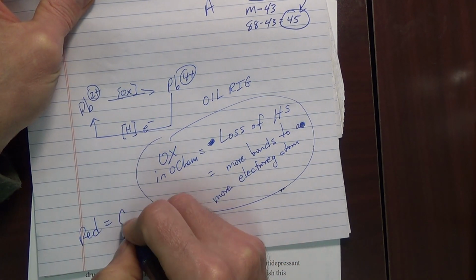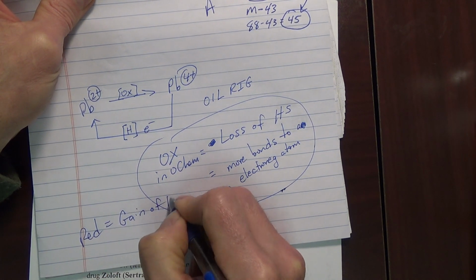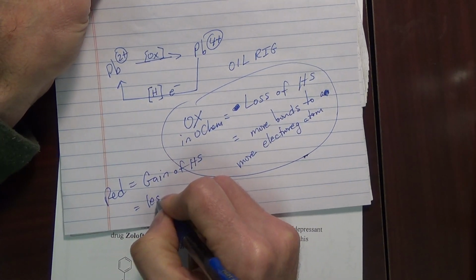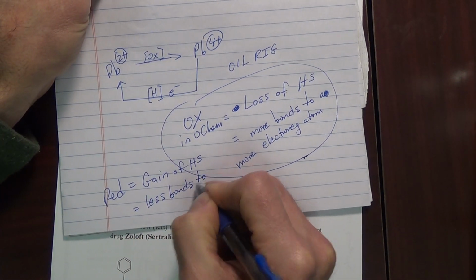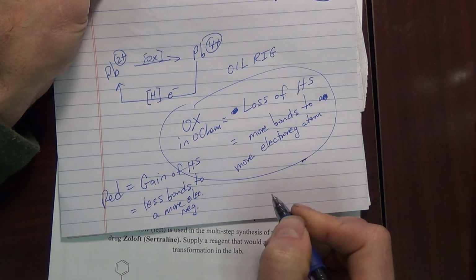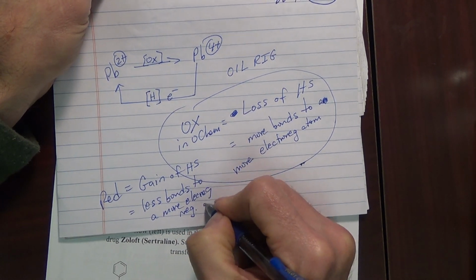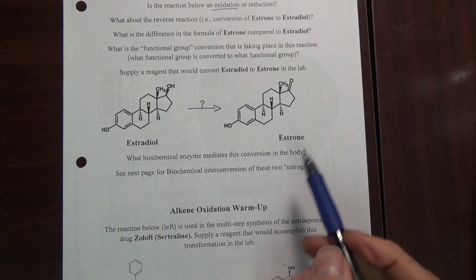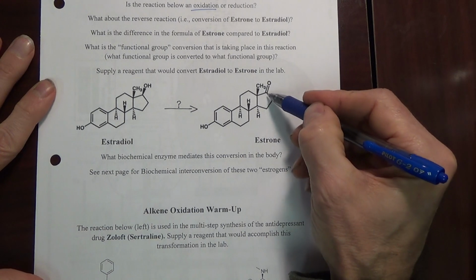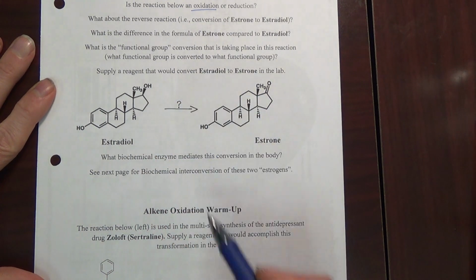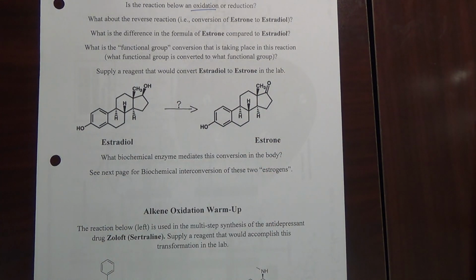Reduction equals gain of H's, or fewer bonds to a more electronegative atom. If we go backwards, estrone to estradiol, the carbon has two bonds to a more electronegative atom. Coming this way, it now only has one bond to a more electronegative atom. Coming this way is thus a reduction.